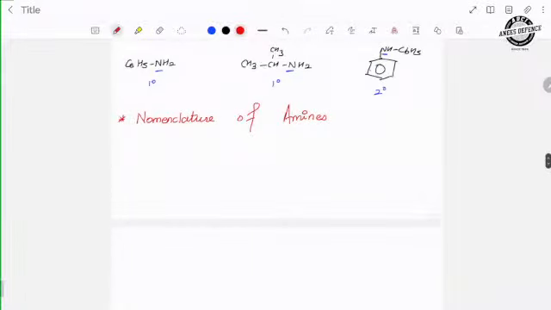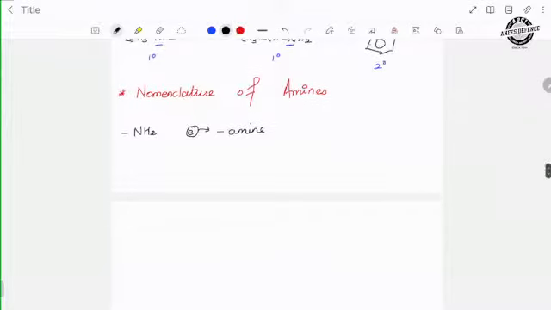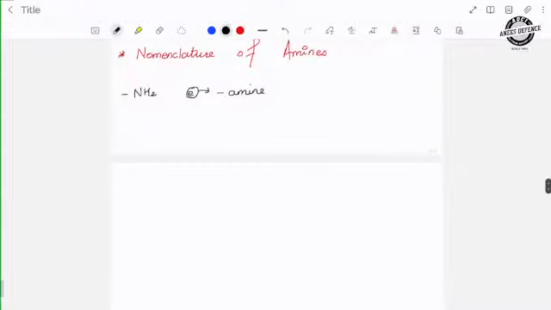Nomenclature is quite easy. Basically, the amine functional group is NH2, no doubt. Since amine is a functional group, you have to substitute the E of the parent alkane with amine. For example, for ethane, the letter E is substituted with amine. So that becomes ethanamine, butanamine, propanamine. Like that.